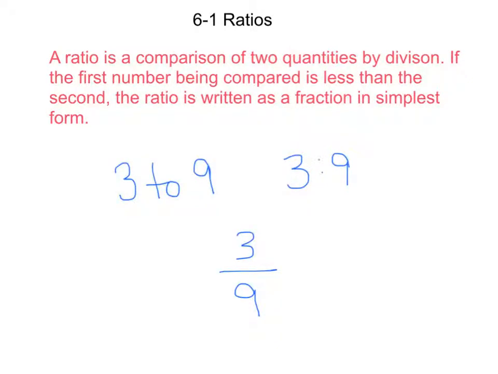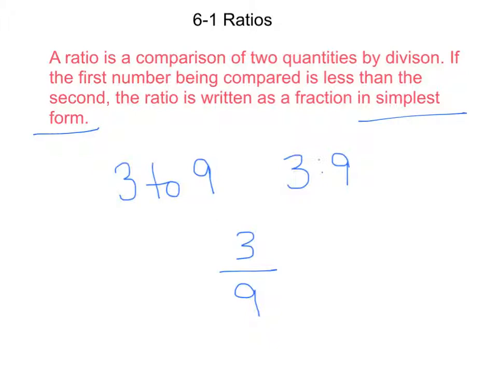Lesson 6-1, Ratios. A ratio is a comparison of two quantities by division. If the first number being compared is less than the second, the ratio is written as a fraction in simplest form. Please remember that they always have to be written in simplest form.